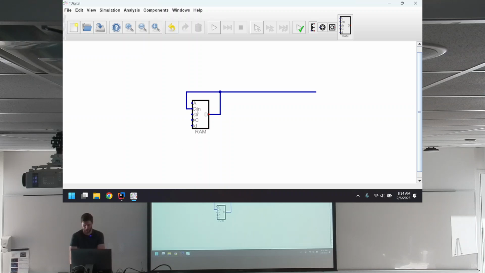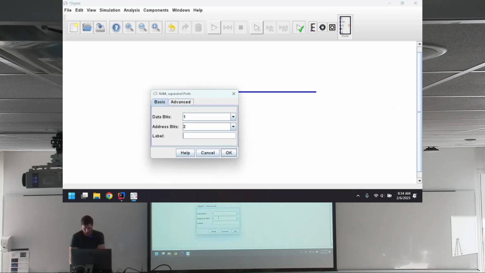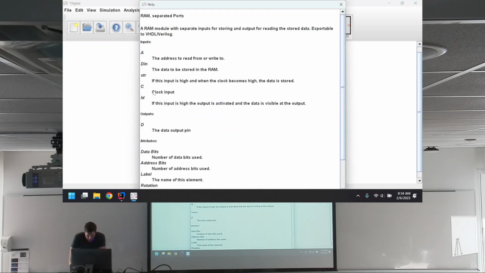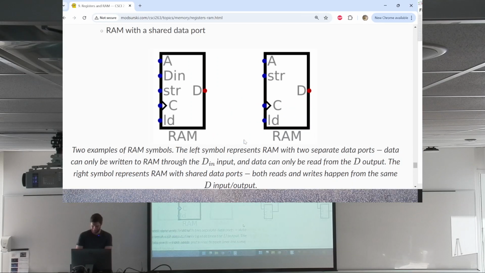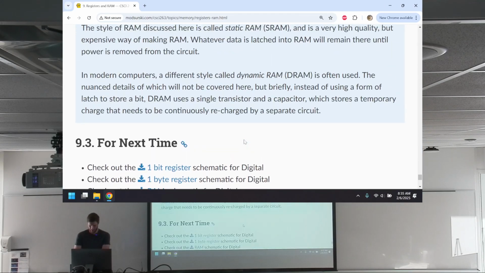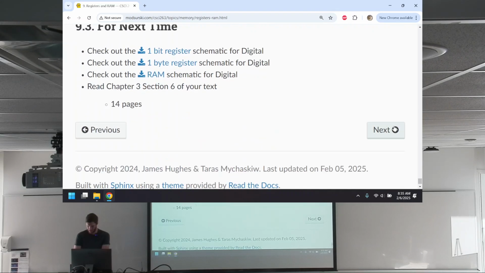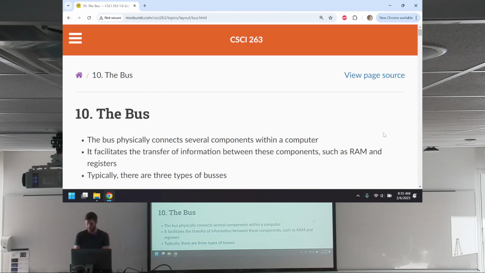That's controlled by the store or LD. Let's have a look. What does LD say? If the input is high, the output is active and the data is visible. I'm guessing it's like load from RAM and store into RAM. I'm guessing that's what that is, but I don't really know. Okay, cool. Now, these concepts aren't going to be entirely new. We've talked about this a little bit, and we played around with this in lab as well.